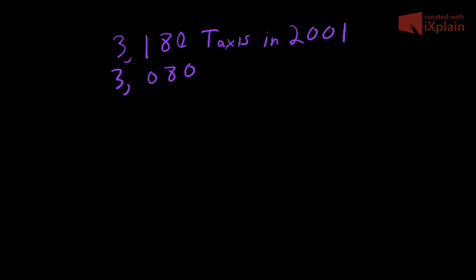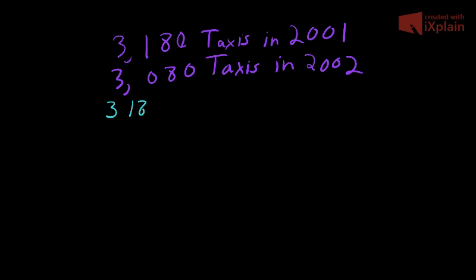And this second problem tells me that we had 3,180 taxis in 2001, and we had 3,080 taxis in 2002. So that's a change of taxis. The first thing we're going to do is we have to find the difference. So it's the ratio of the difference to the original. So to find the difference, we're going to subtract.